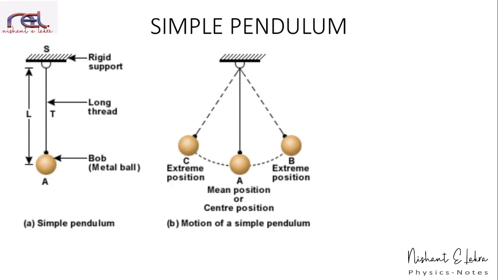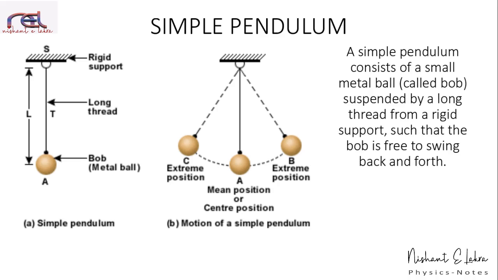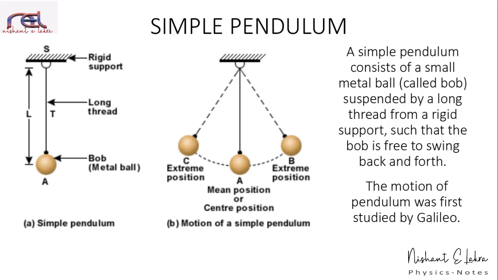Let us understand about the simple pendulum. You can see the diagram on the screen. A simple pendulum consists of a small metal ball, which is called the bob, suspended by a long thread from a rigid support, which you can see on the left-hand side as S, such that the bob is free to swing back and forth. In the second diagram, the bob is swinging back and forth.